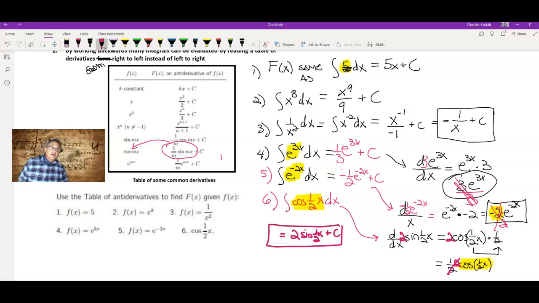And there's your lesson on how to evaluate indefinite integrals by working backwards. Now, in the upcoming lessons, we're going to learn rules that we can follow, where we recognize a function and follow a rule that gives us our integral.